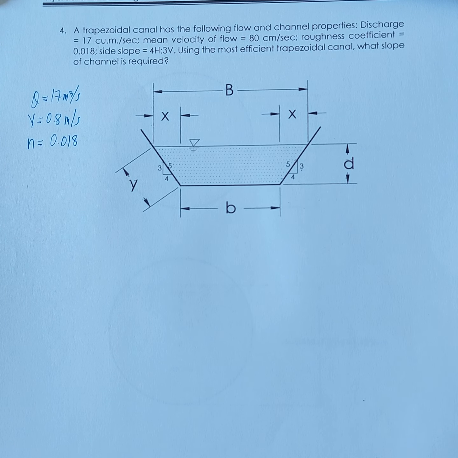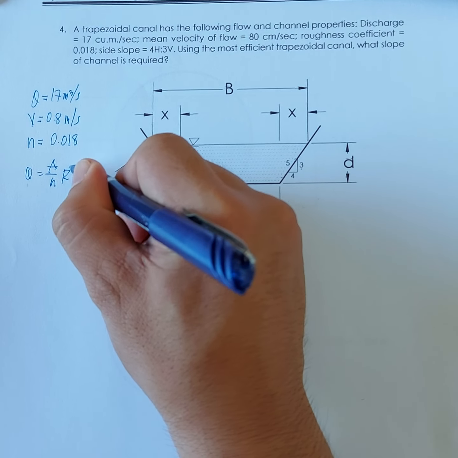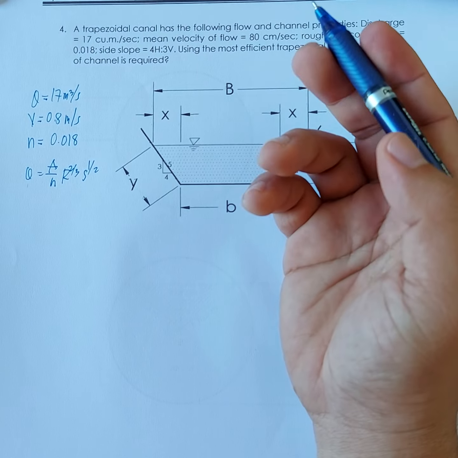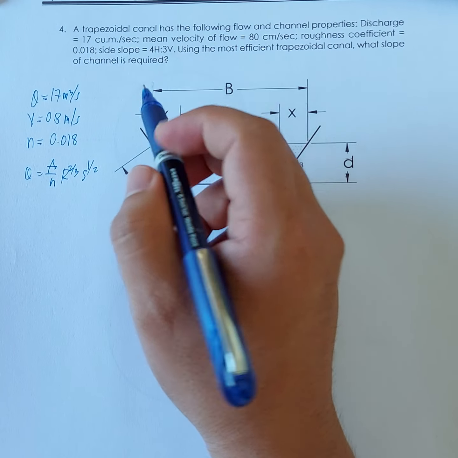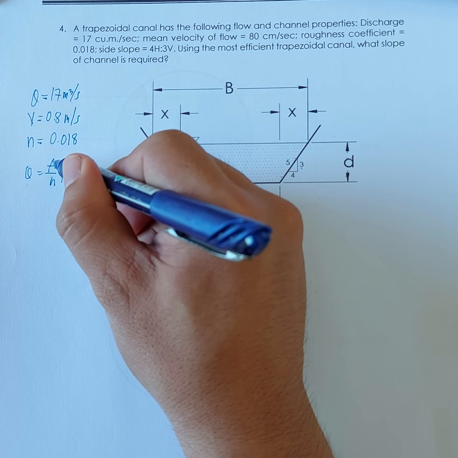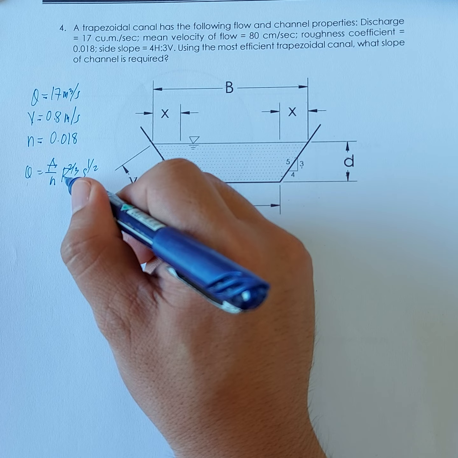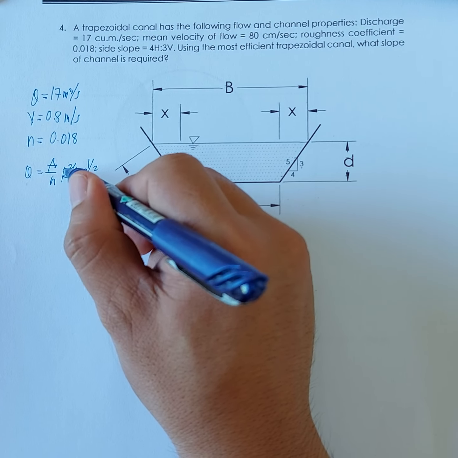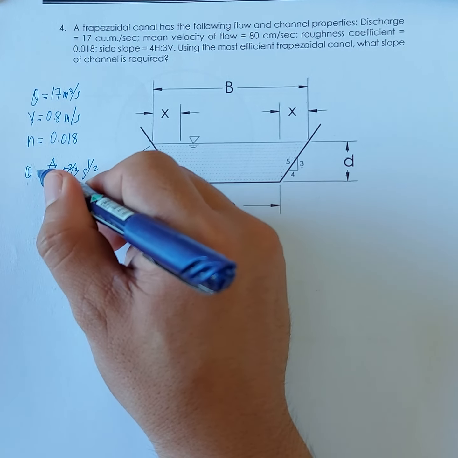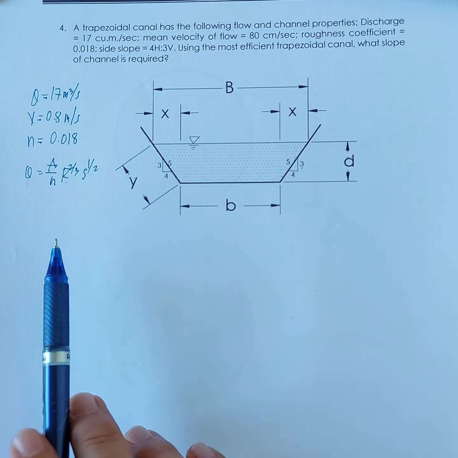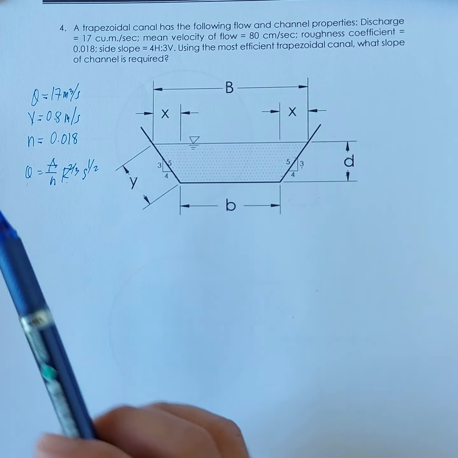Next. From Manning's formula, Q is equal to A over n, R raised to 2/3, S raised to 1/2. Since we are solving for the slope required to produce this amount of discharge, we need to solve for the area of flow, considering of course that the section is the most efficient section, and the hydraulic radius R. Don't worry about the discharge because it is given. So we need to solve these items in the equation for us to solve for the slope.